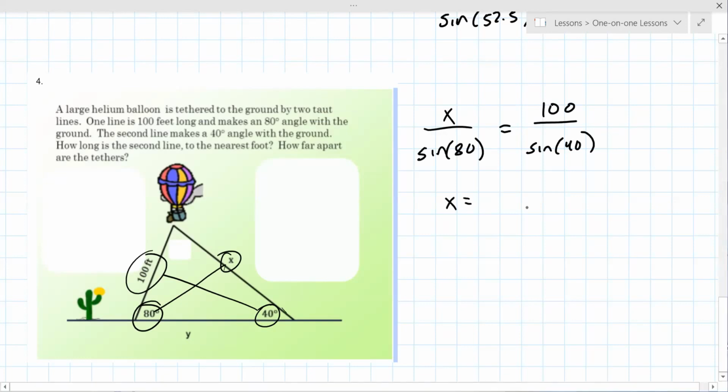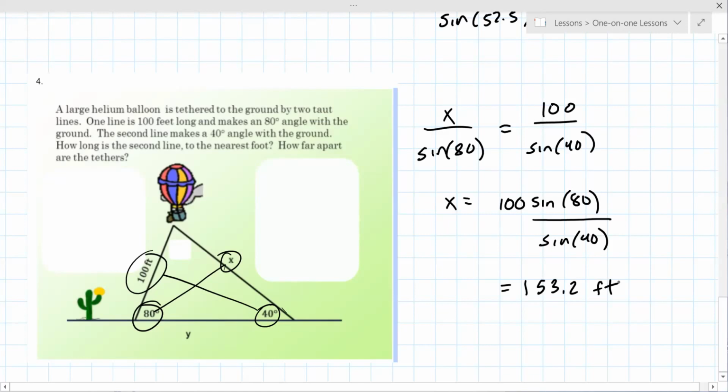So x is equal to 100 sine 80 over sine 40. This wasn't all that I wanted to go over. I just wanted to go through this and then go through a couple of physics problems. Okay, sounds good. So this is 153.2 feet.